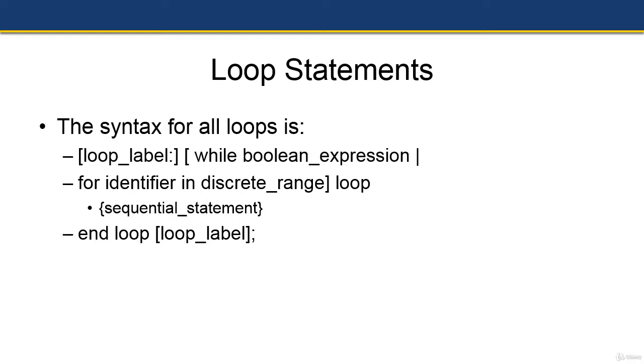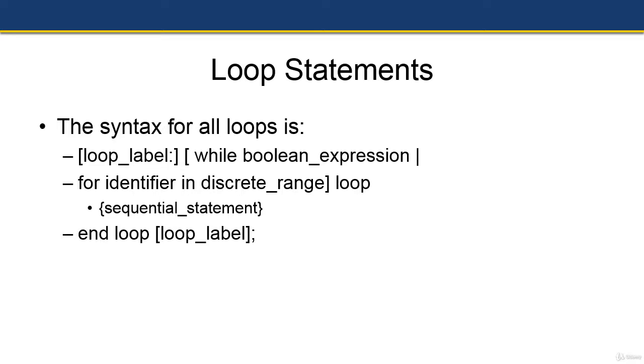We have the typical optional label at the beginning, and we can have one of two types of statements before the loop keyword, which is we could say while Boolean expression loop, or we can say for identifier in discrete range loop. After the loop statement, we have one or more sequential statements followed by the end loop. Also, we could have optionally no while or for loop.